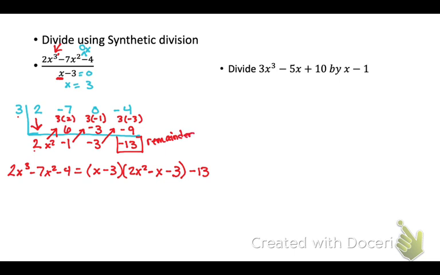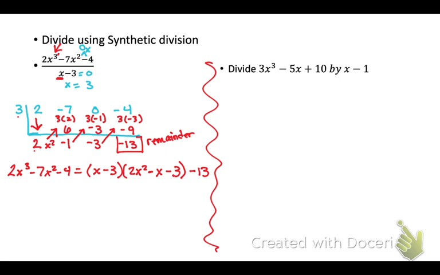A lot quicker than long division, isn't it? Yeah. But can I use it all the time? No. Can I use long division all the time? Yes. It's really not that much different. Synthetic division can be used for a lot of things.